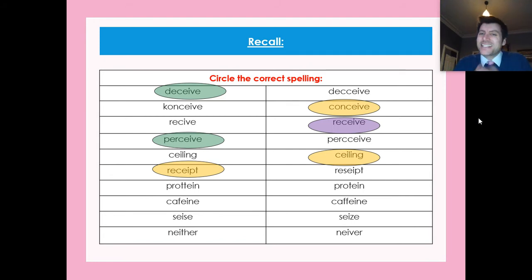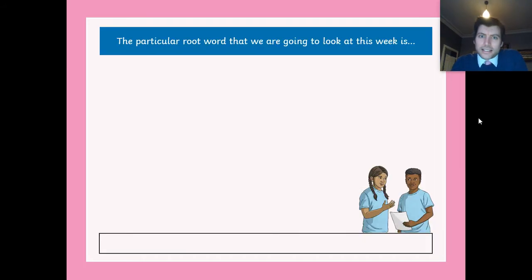but it's receipt. Same as ceiling. The sound is a little confusing. Protein is a single T, whereas caffeine is a double F, and that's why it's confusing and why we must learn them through practicing and through usage as well as through patterns. Seize is a Z rather than an S, and neither has the TH rather than the V within it. Okay, that's our recall for last week. So that's looking back to last week.